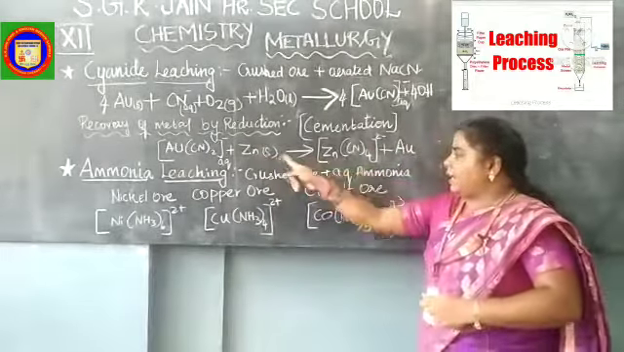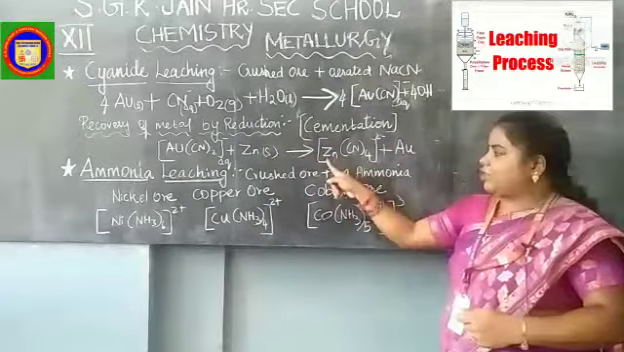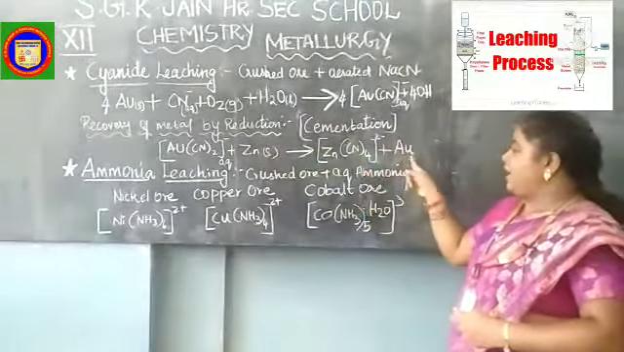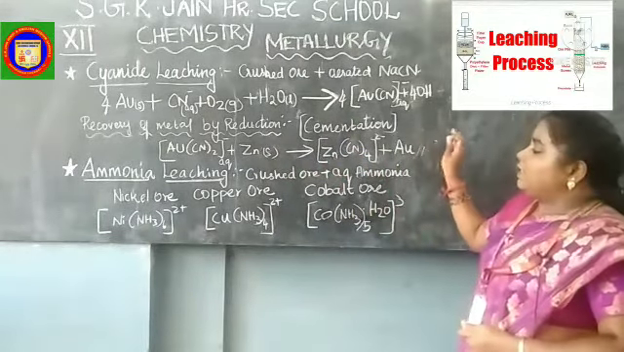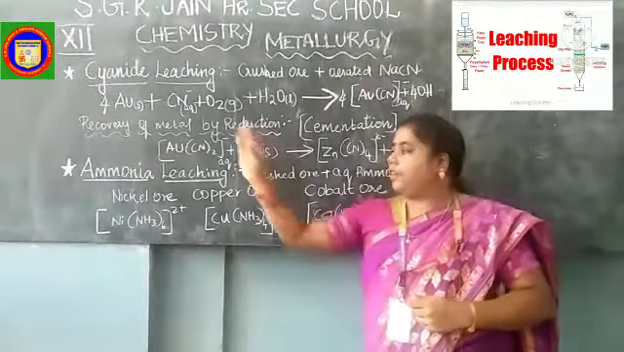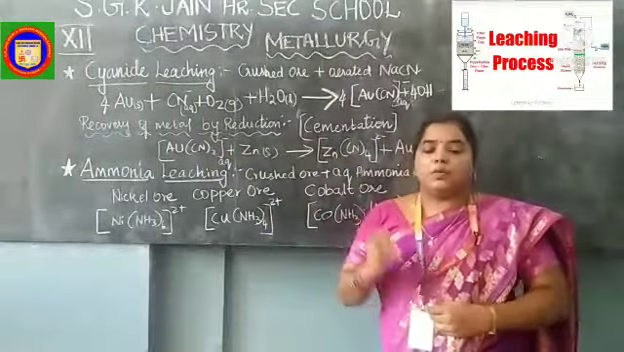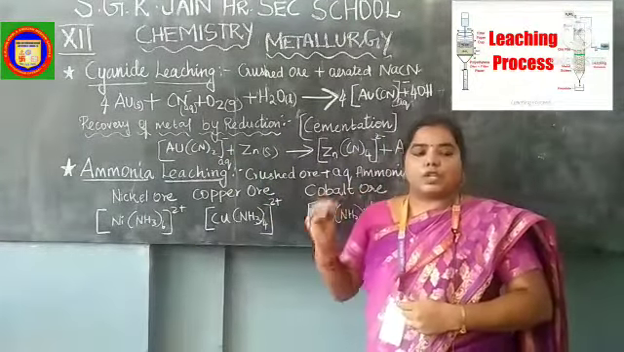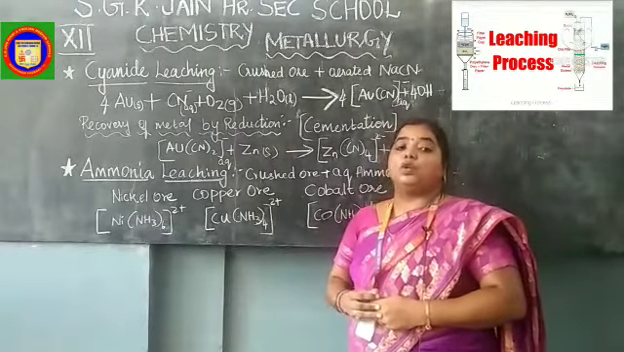Just adding it, what else am I getting? Gold displaced from the cyanide. Finally I am getting gold. This method is called cementation. So recovery of gold with zinc is called cementation. It is also one of the important 2 marks questions.